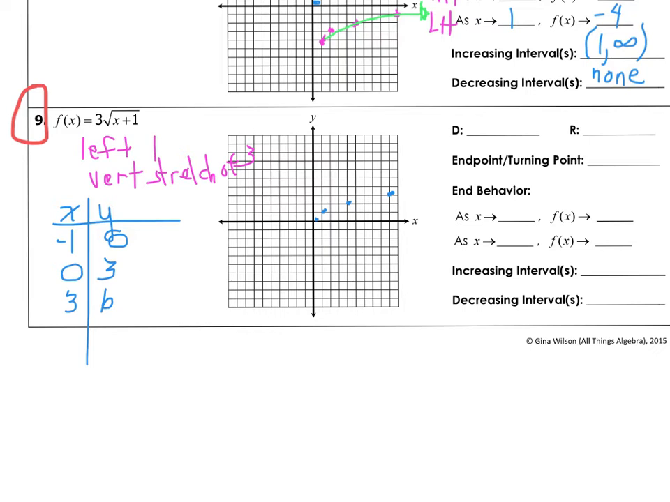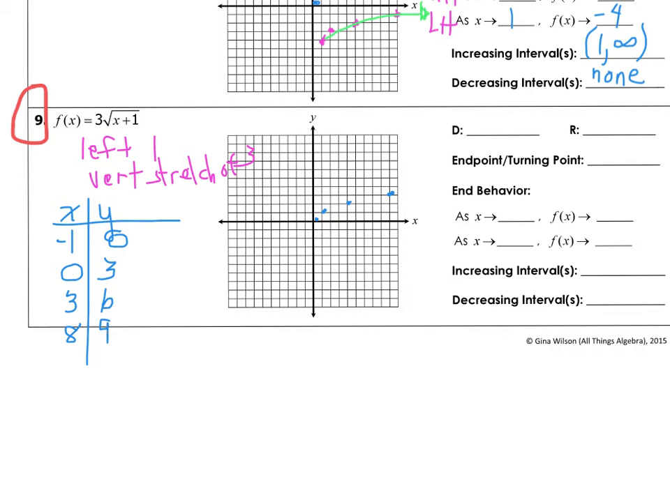So my next number after 3 is 4. 4 plus 1 is 5. That's not a perfect square. Next number after 4 is 5. 5 plus 1 is 6. That doesn't work. Then 6. 6 plus 1 is 7. No. Then 7. 7 plus 1 is 8. No. Then 8. 8 plus 1 is 9. 9 is a perfect square. So the last one we're probably going to be able to choose is 8. 8 plus 1 is 9. Square root of 9 is 3. And 3 times 3 is 9.